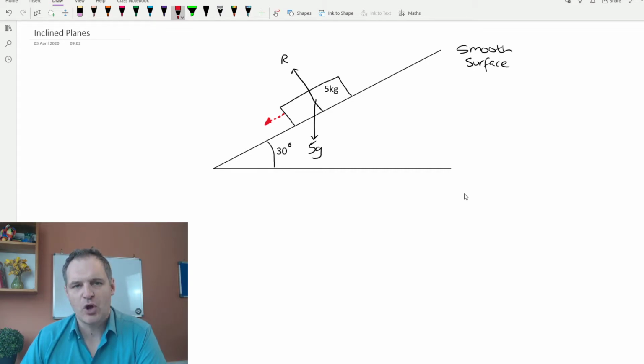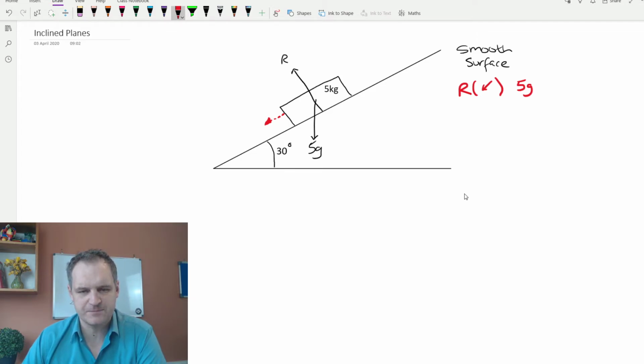Instead of resolving horizontally and vertically, we're going to resolve with respect to the slope. This tells us that the resultant force, the only force that goes that way, is going to be 5g, but in this direction. So in order to help us, let's continue this line straight here. This angle is 30 degrees. Because if this angle is 30 degrees, it will mean that that is 60, and we can work out that this angle here is 30.